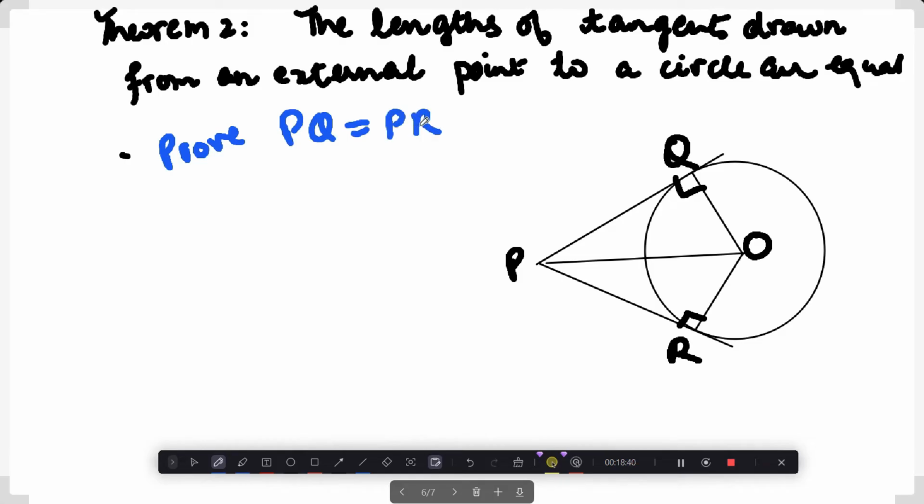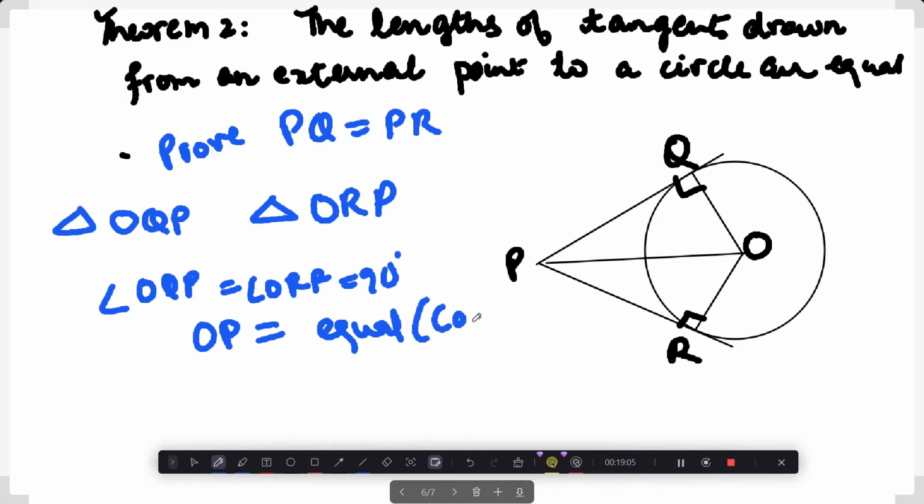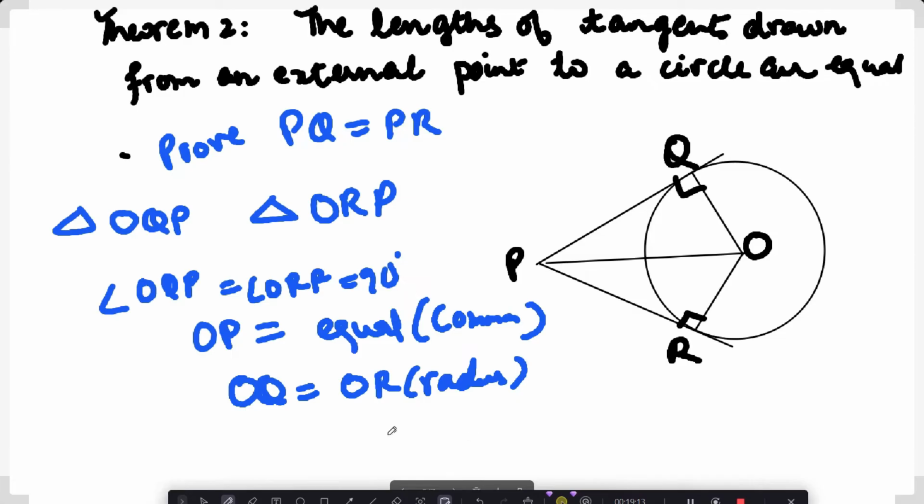Now let's look at triangle OQP and triangle ORP. In these triangles, angle OQP is equal to angle ORP, equal to 90 degrees, by the tangent property. OP is equal, common side. OQ equal to OR, radius. Therefore, these triangles are congruent by RHS.